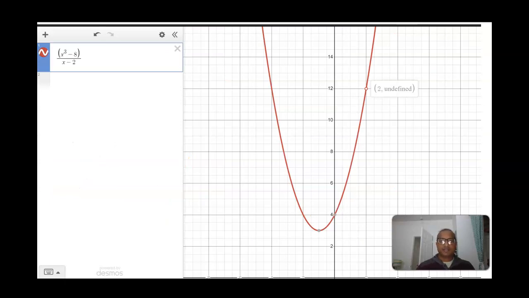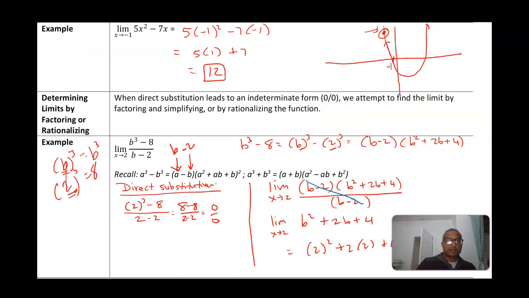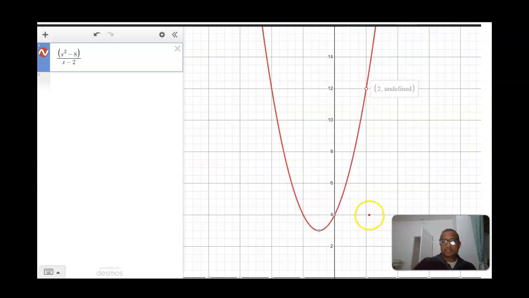So here's the graph for that. Notice that we're looking at the limit as x approaches 2. As x approaches 2, the function is undefined. But if you look at it from both the left and right side, it is going to approach 12, so the limit does exist.